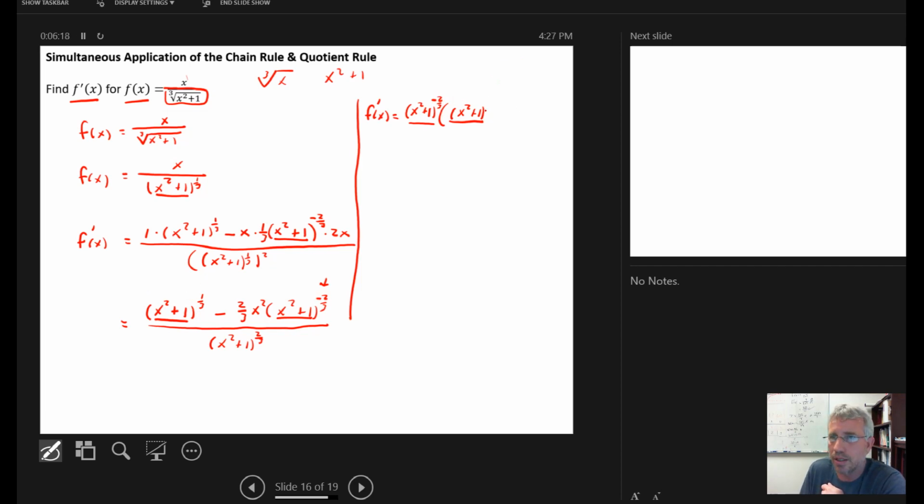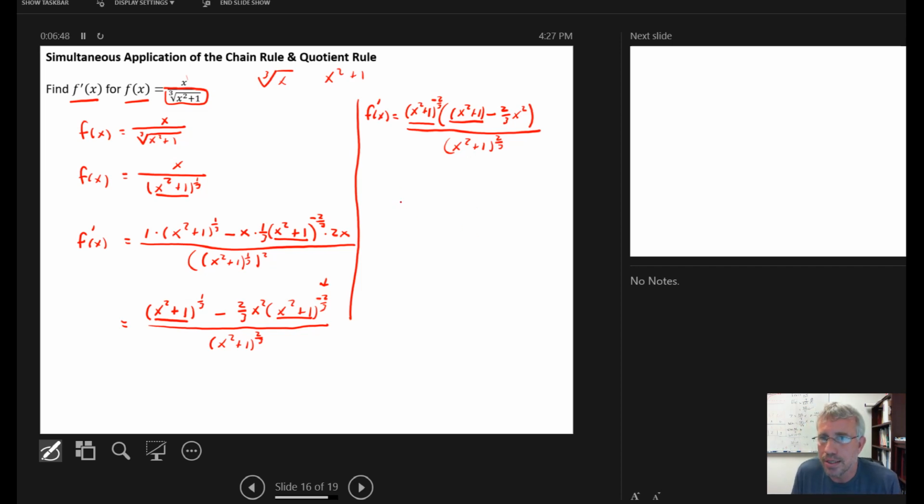So when I factor out an x squared plus 1 to the negative 2/3 from this term, I'm left with x squared plus 1, and this is going to be minus, so minus 2/3 of x squared. Because I've factored out an x squared plus 1 to the negative 2/3, that's all that's going to be left for my second term. So I leave that over there. And then this is all over the x squared plus 1 to the 2/3 power.